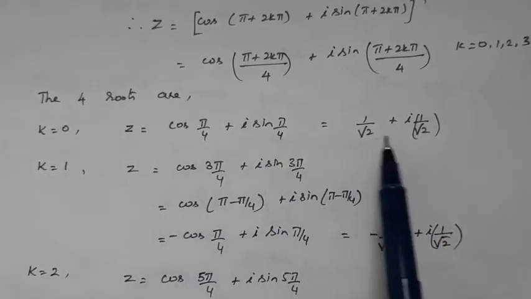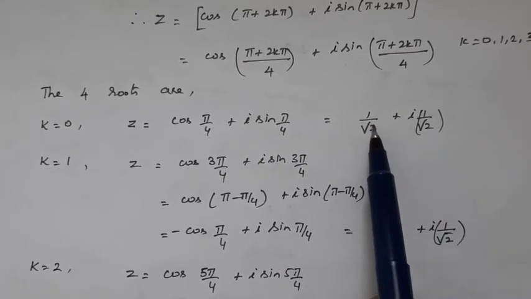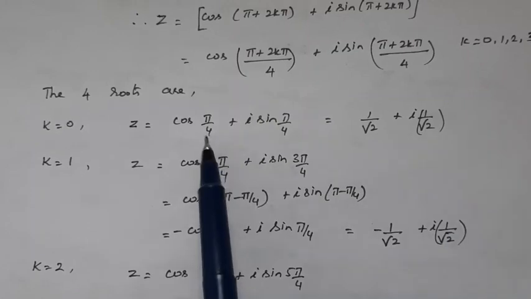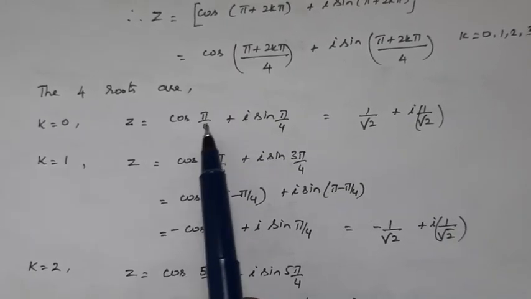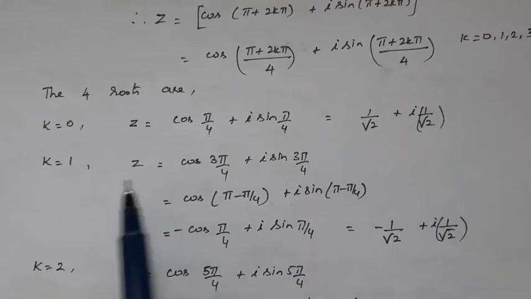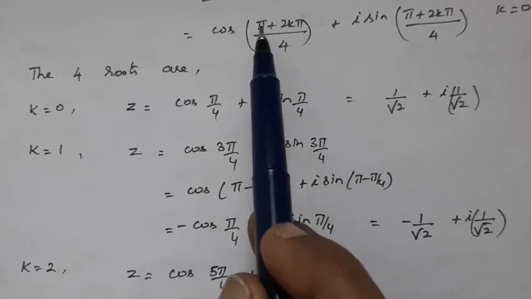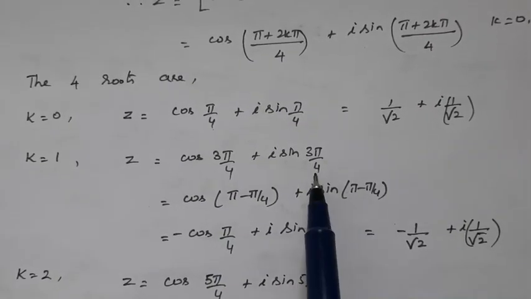Cos pi by 4 is 1 by root 2 and sin pi by 4 is 1 by root 2. So we can rewrite as 1 by root 2 plus I into 1 by root 2. As pi by 4 is a known angle, we can replace its value and write z in the rectangular form also. Then when k is equal to 1, z will be cos 3 pi by 4 plus I sin 3 pi by 4.